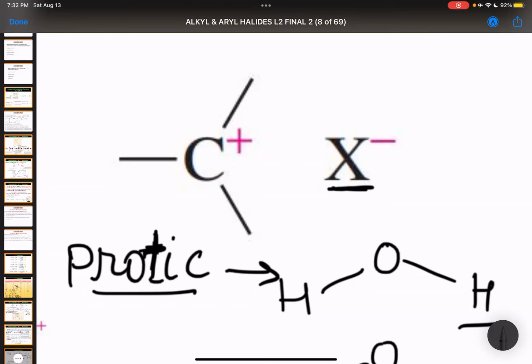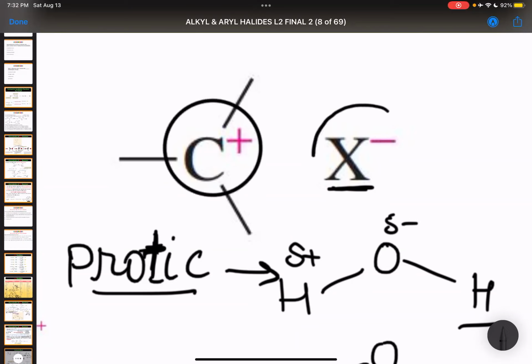So what are protic solvents? A protic solvent has H directly connected to oxygen, and that's why they have a plus charge on H and a minus charge on oxygen. We need both types of charges in SN1 because there is a carbocation which is forming and a leaving group which is coming out. So you need a solvent which can furnish both types of charges.